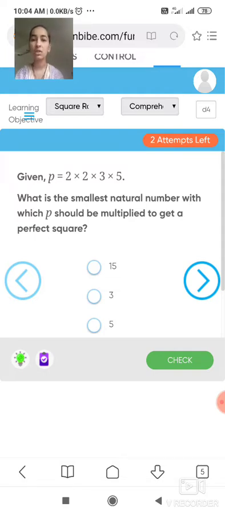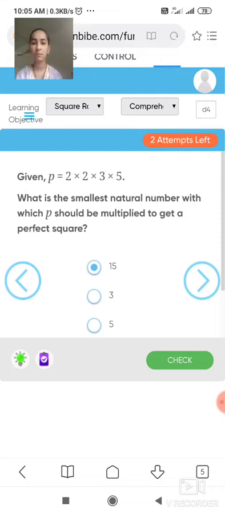So whatever numbers are unpaired, we have to multiply the original by those numbers. That means if we multiply p with 3 and 5, then p will become a perfect square. So 5 threes are 15. If we multiply the original number, that means p, by 15, then it will become a perfect square.